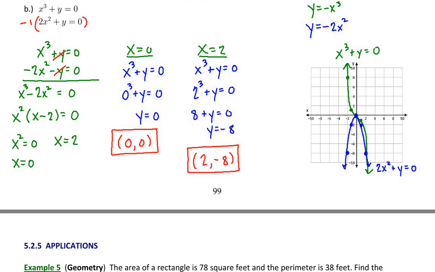All right, let's see how we did on our intersection points. Clearly the two curves pass through the origin, so we can see intersection point 0, 0, and the other one, pretty easy to find as well, 2 and negative 8. So our algebra gave us the exact intersection points, and the graph came out pretty good on that one. And remember, you can also certainly check those with your calculator. So now you can solve a nonlinear system both by substitution and elimination.